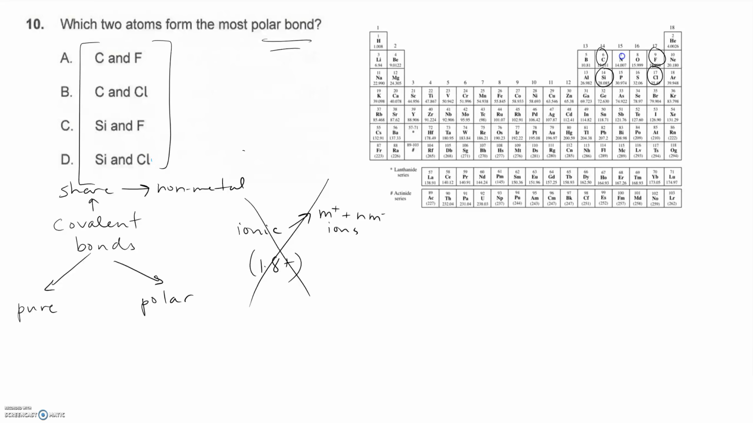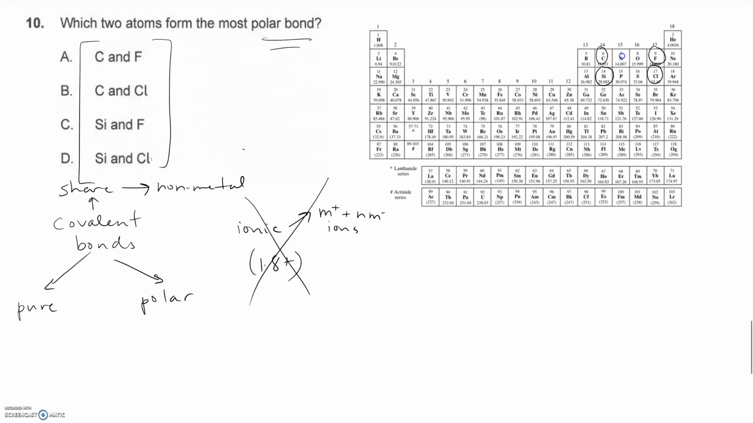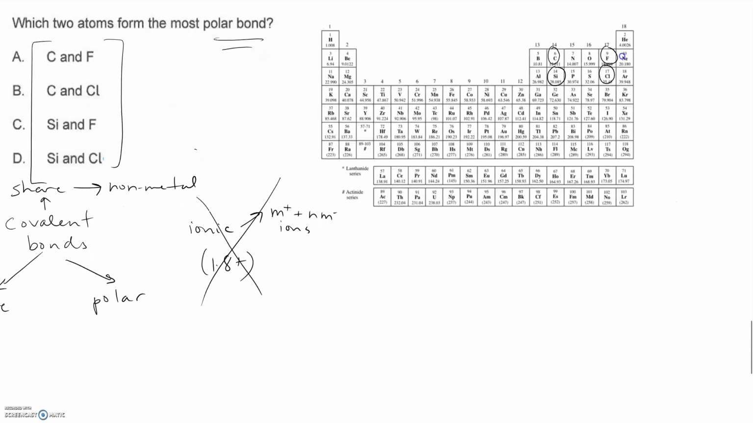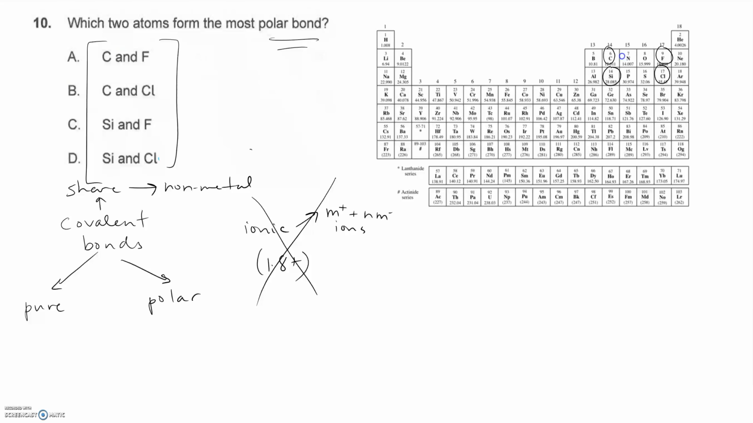And we again can't look up in the data booklet what the actual electronegativity values are, but we want to find something that's not too far apart. We know that the fluorine is the highest electronegativity value on the entire periodic table, so that's probably going to be a big difference between, let's say, carbon and fluorine. So we can probably rule that one out right away.